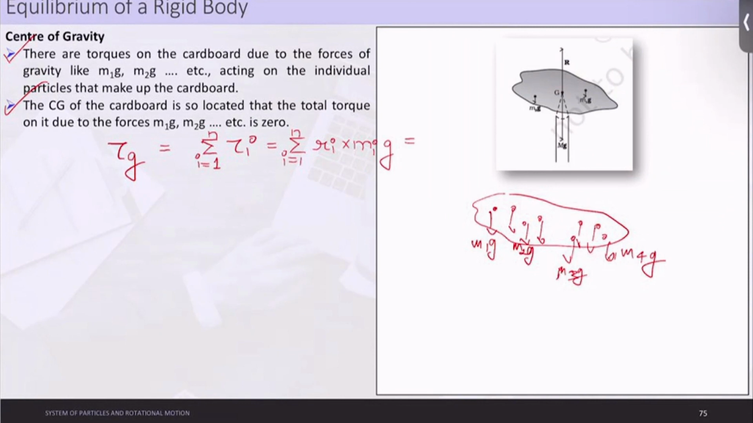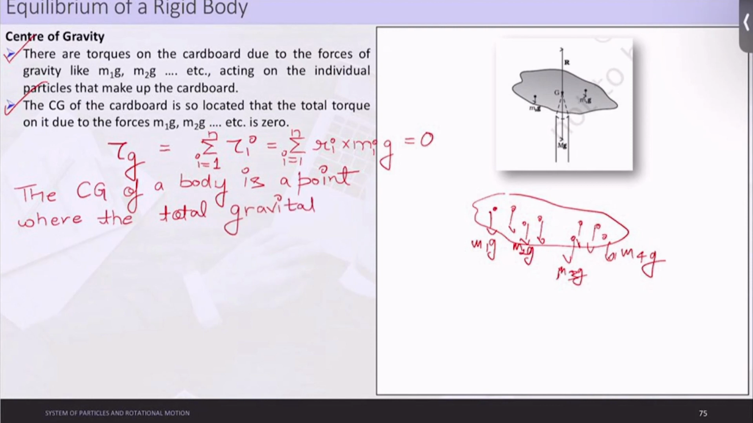mg is equal to 0. Okay, so basically what we can say, we can define the center of gravity. The CG of a body is a point where the total gravitational torque on the body is zero.